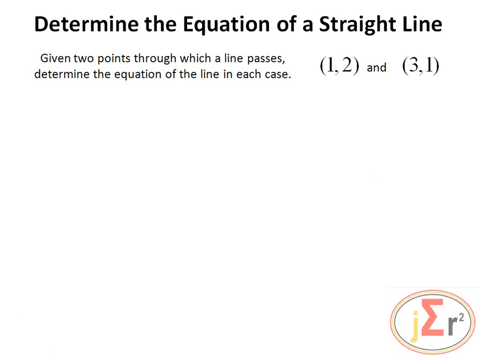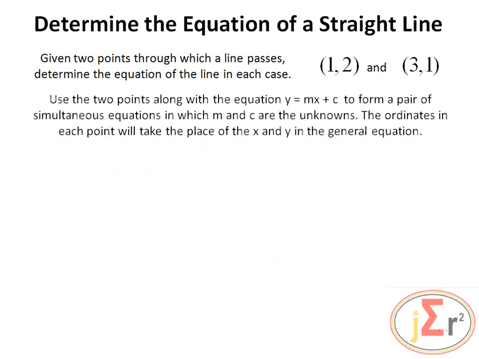So let us move on to the other one. Use the 2 points along with the equation y is equal to mx plus c to form a pair of simultaneous equations in which m and c are unknowns. The ordinates in each point will take the place of the x and y in the general equation. So we're going to use y is equal to mx plus c. Right. So we're going to use this point now.